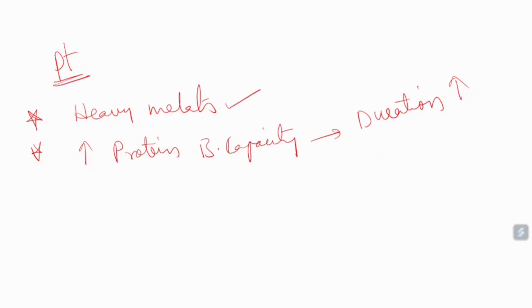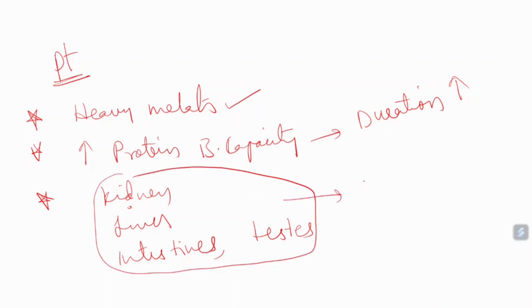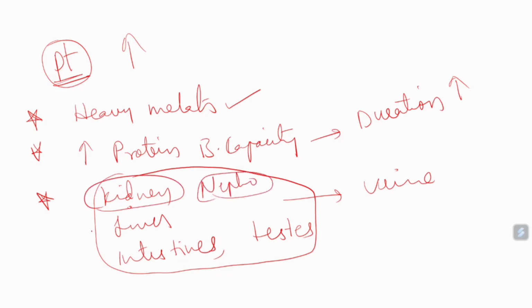Another point: they are concentrated in the kidneys, liver, sometimes in the intestines, and in the testes of males. As they are concentrated in these tissues, they are very slowly excreted through urine. So if platinum containing compounds are given in larger doses, a high concentration of the drug accumulates in the kidneys and causes nephrotoxicity. It damages the kidney and the liver. It accumulates in the intestines and in the testes.